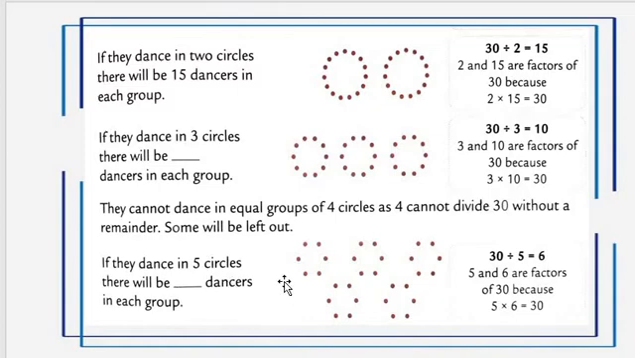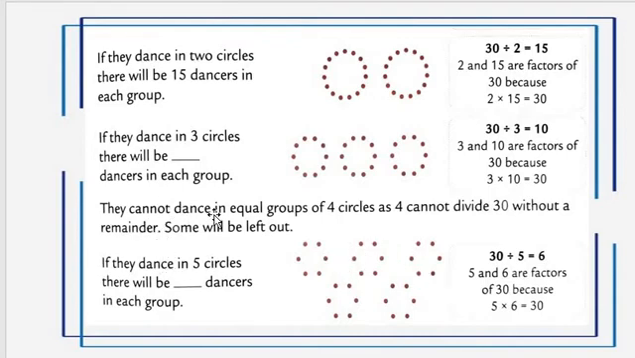How many dancers? See here, 1, 2, 3, 4, 5, 6. 6 dancers in each group. So 1 group, 2, 3, 4 and 5. There are 5 groups made. How many groups are made? There are 5 groups made. Understood, my dear students? Again I repeat the 4th point.